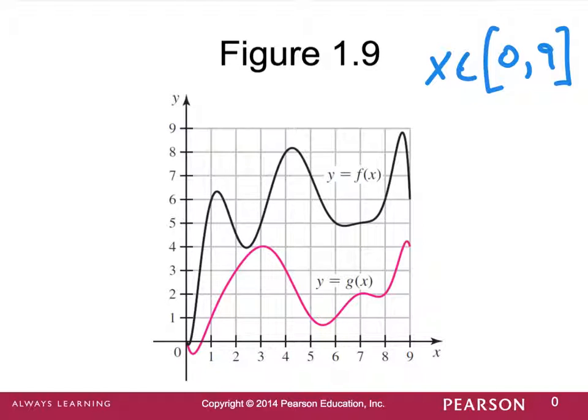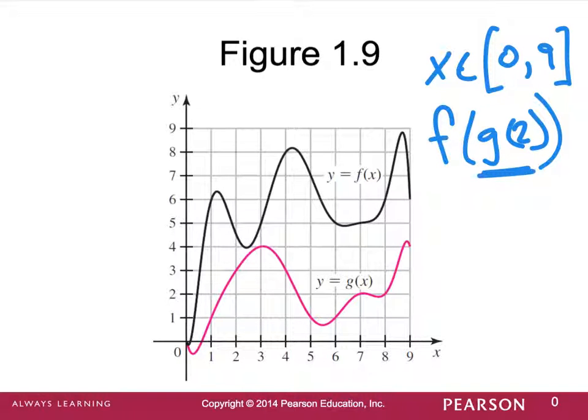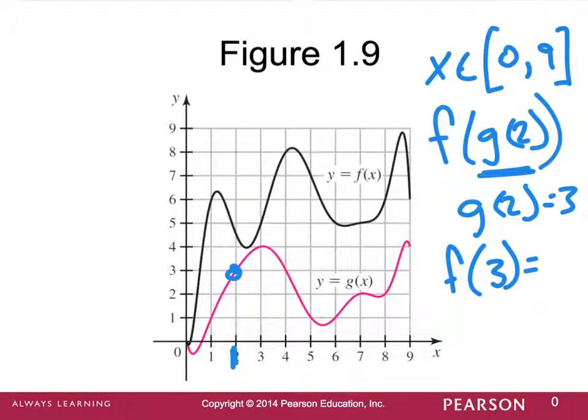So we're given f and g on this interval from 0 to 9, and so I could ask, well, what is f of g of 2? And in order to evaluate this, I'd have to look at, well, what is g of 2? Well, I look at 2 here, and I see that g of 2 is 3. And so if I know that g of 2 is equal to 3, then I need to know what is f of 3. Well, look at 3 here and go up to f, and I see that that's equal to 5. So that means that f of g of 2 is equal to 5.